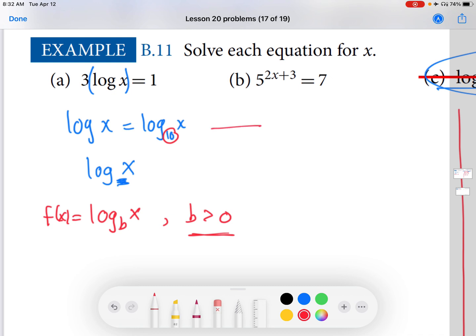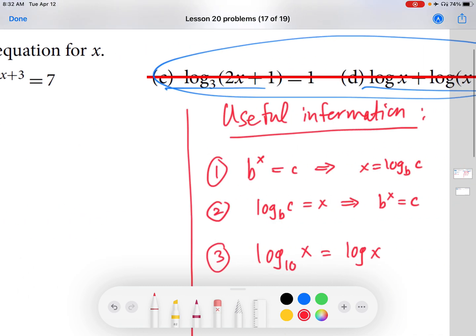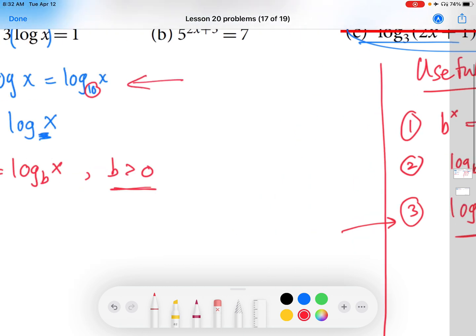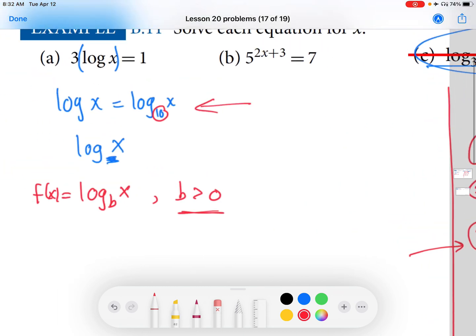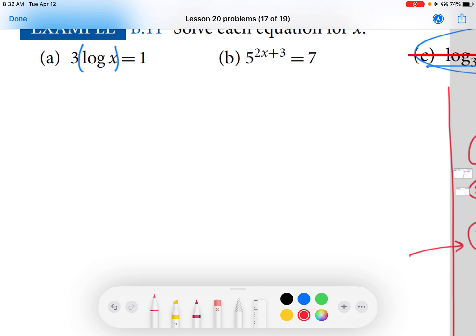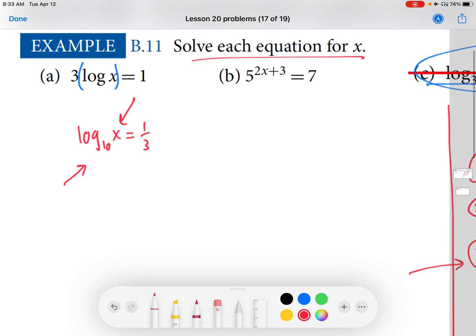Okay, so this is one of the 3 useful pieces of information that I have written down here for you. Log x is shorthand for log base 10 of x. Now that we know that, let's use that information piece by piece in the example. I can divide both sides by 3, and I have log base 10 of x equals 1/3. Now the question is, how do I undo the logarithm? How do I solve for x? That's the point of this example, solve for x.